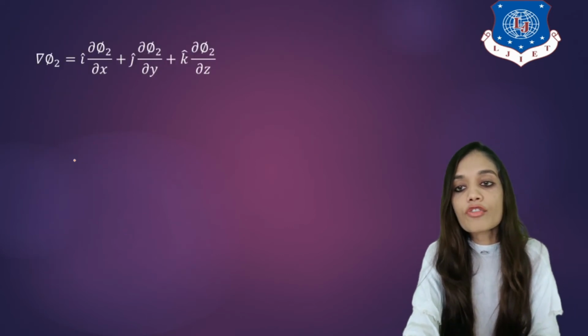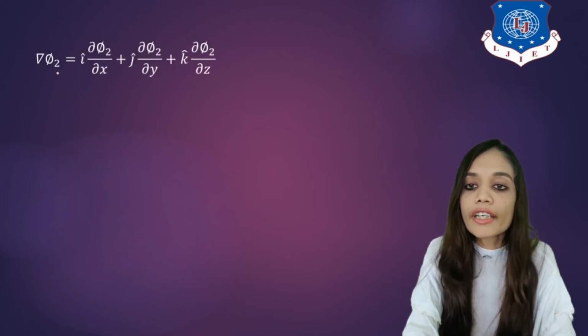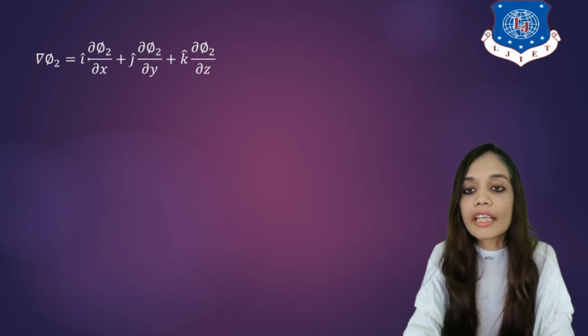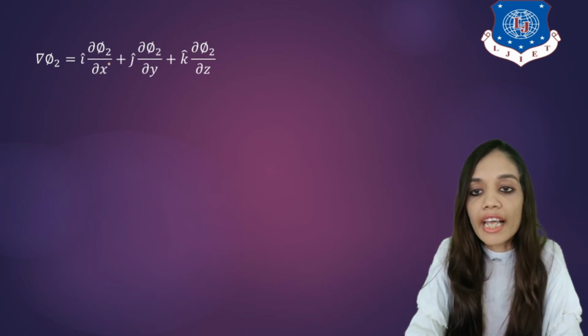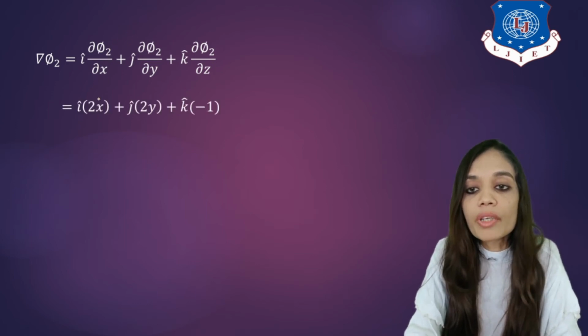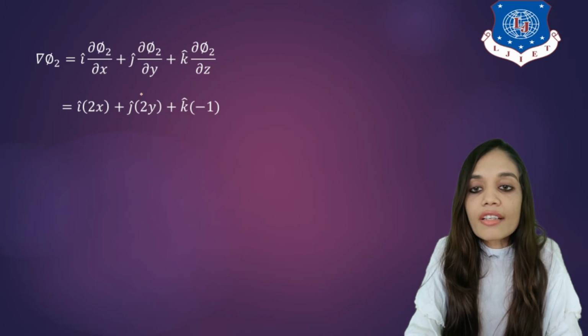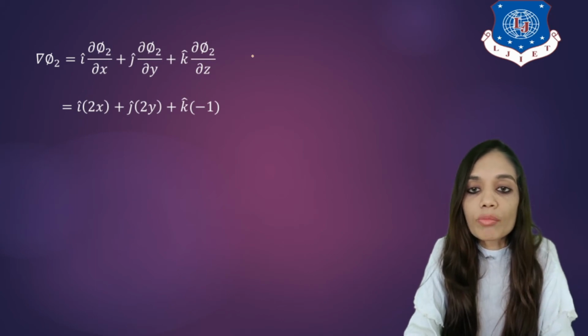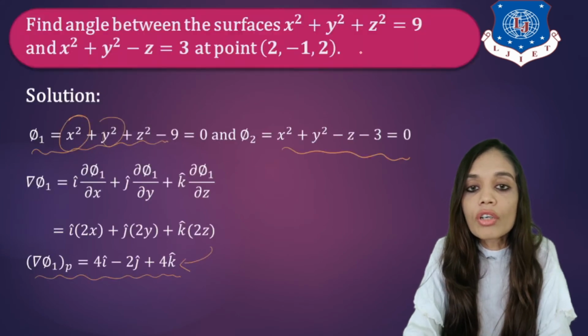Now next let us find the gradient of phi 2, that will be given by i cap del phi 2 upon del x plus j cap del phi 2 upon del y plus k cap del phi 2 upon del z. Let us find the partial derivatives of phi 2, that will be equal to 2x, 2y and minus 1, because our question was x square plus y square minus z is equal to 3.